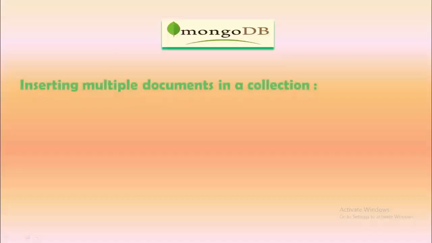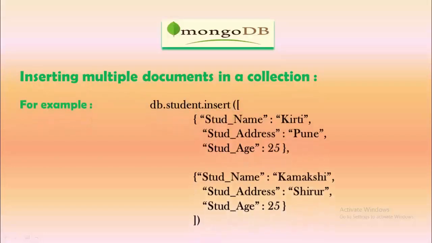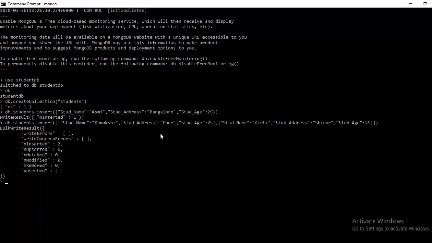Now what if we want to insert multiple documents in a collection? Just consider an example. This time we are inserting two documents in a single click, right? With the help of the insert method, we'll insert two documents, but this time we are specifying these documents in square brackets, and these square brackets imply an array. In this array you can insert as many documents as you like, but right now I'm inserting only two documents. So let's see how to insert the two documents simultaneously in a collection.